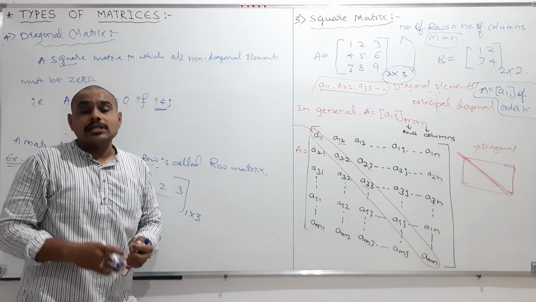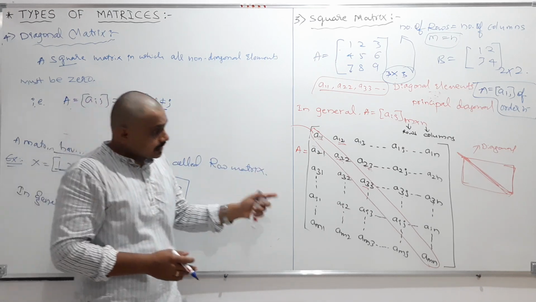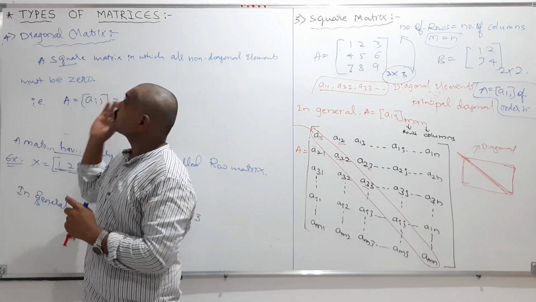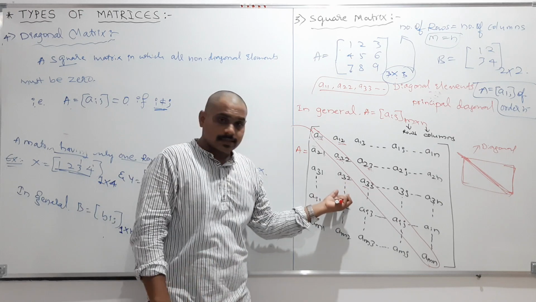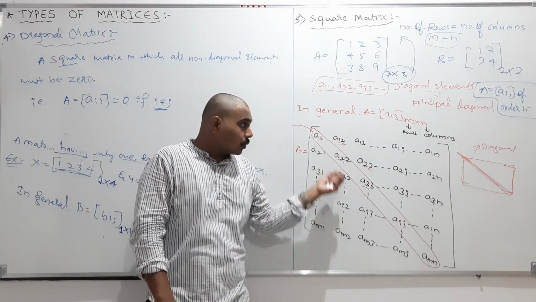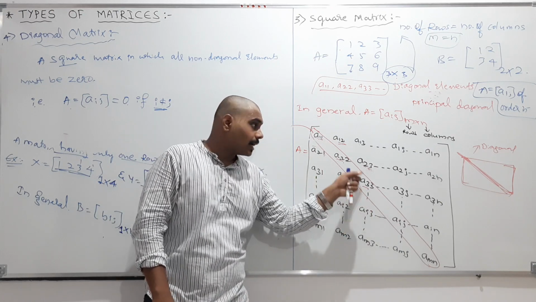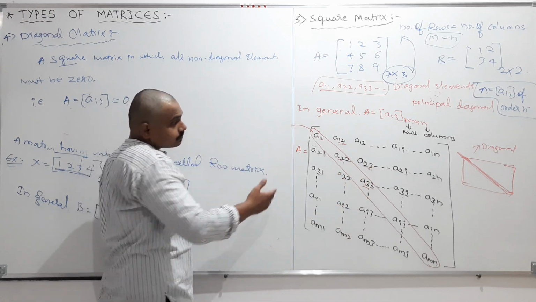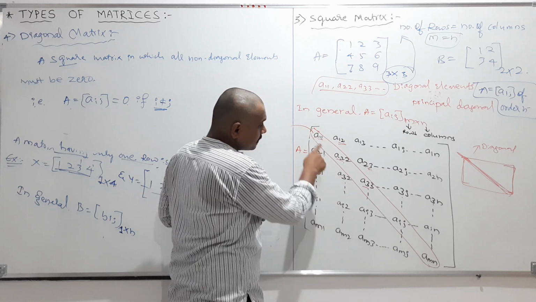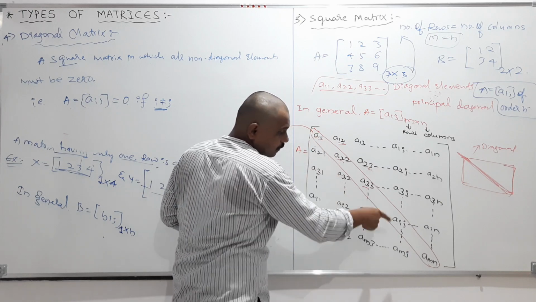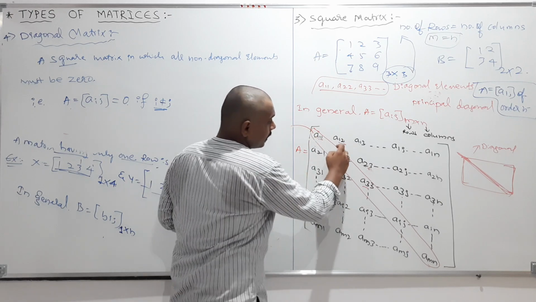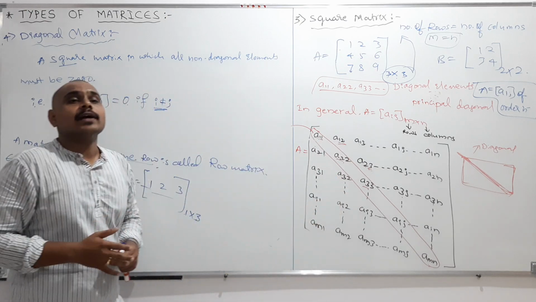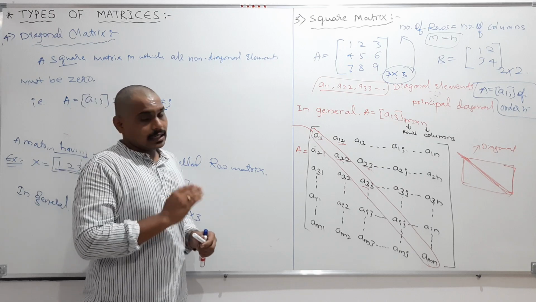I hope you understood what is meant by diagonal and non-diagonal. That's why I discussed this before discussing the types of matrices, because you should know what the diagonal elements and the non-diagonal elements are. Again, diagonal elements means A11, A22, A33. These we call the diagonal elements, and whatever remaining elements are there, we call them the non-diagonal elements.